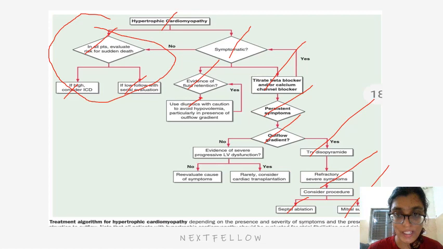If there is no outflow gradient, or evidence of severe progressive valvular dysfunction, reevaluate the cause of symptoms, and rarely consider cardiac transplantation.